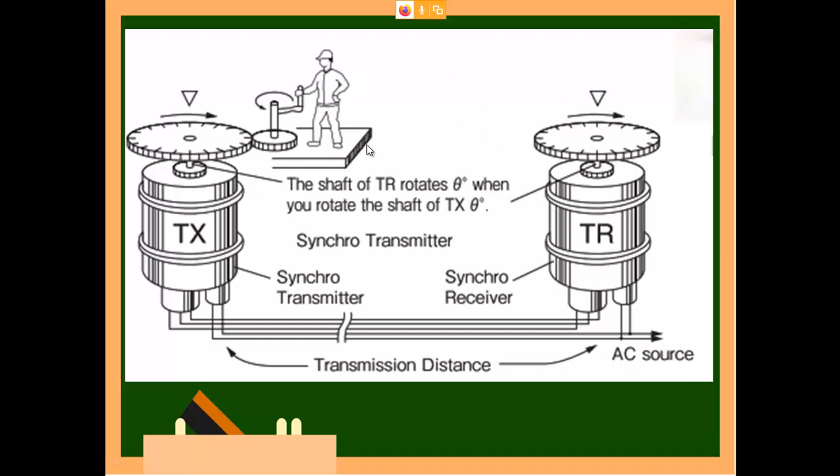I repeat, you have a person called transmitter, you have a person called receiver. Transmitter is nothing but a generator setup. In the generator setup, you will have stator and rotor. Rotor will usually be a magnet, stator is a coil. So when magnetic lines of force are cut by a coil, an EMF will be induced.